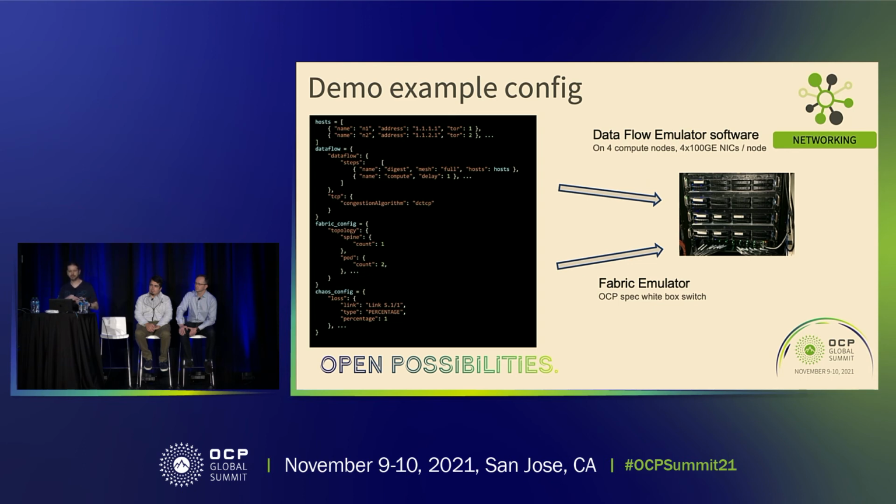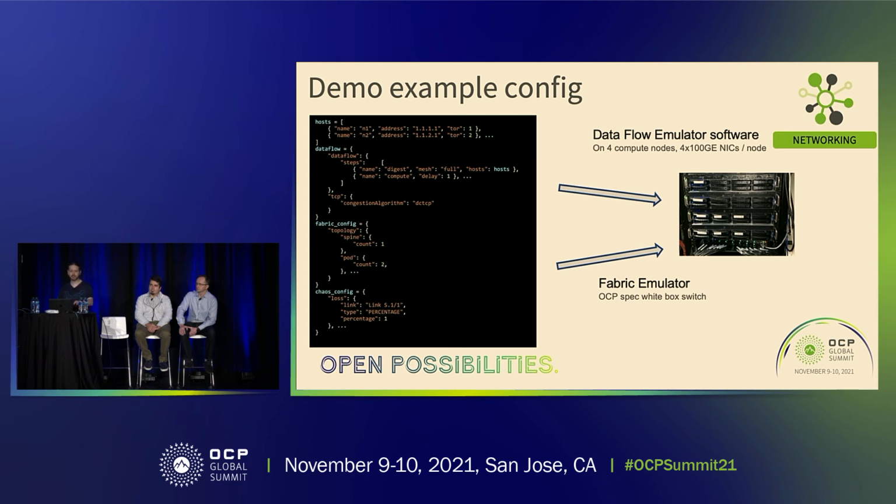A separate section would define the data flows: which nodes are involved, what are the operations. Let's say you have an all-reduce, or the different steps that could make up ML training. Other parts that would go in there: Razvan was experimenting with different TCP congestion algorithms, and that's where that would go. And then the next section is the fabric configuration. It's very simple: how many spines, how many pods, what makes up a pod, what is the ECMP configuration, those kinds of things.